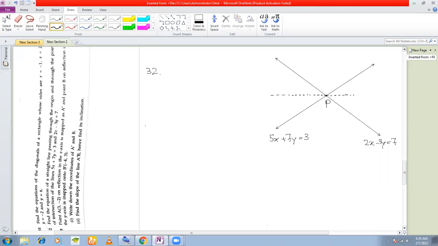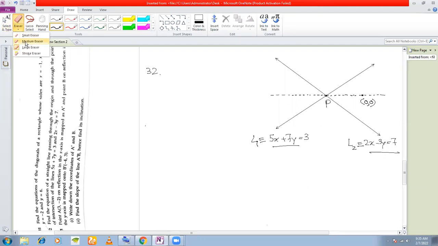Now this dotted line is such a straight line that it passes through the point of intersection of these two lines, let's say L1 and L2. And this straight line also passes through the origin. Let's say origin is here. So now you need to find out the equation of this dotted line.